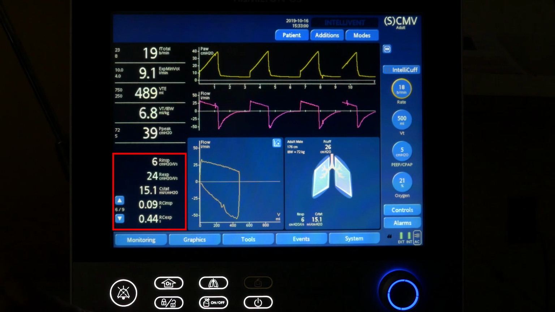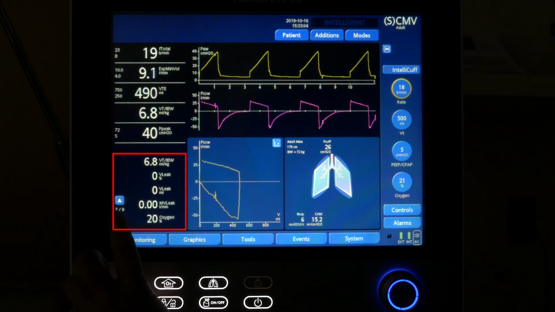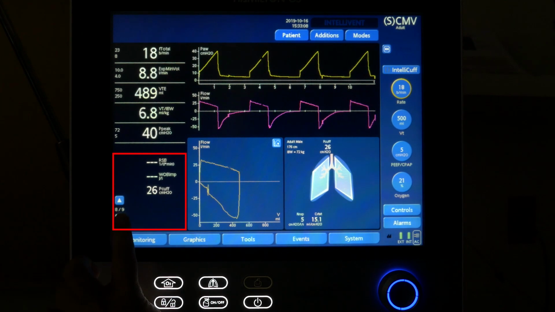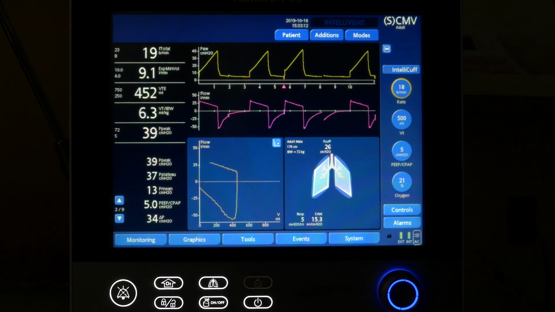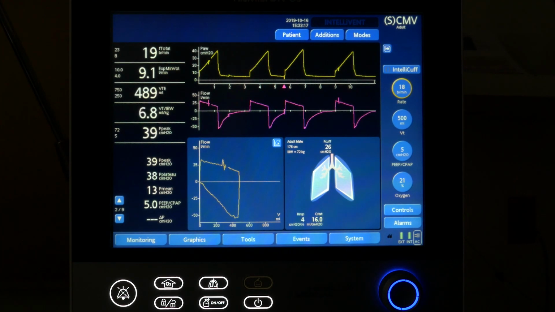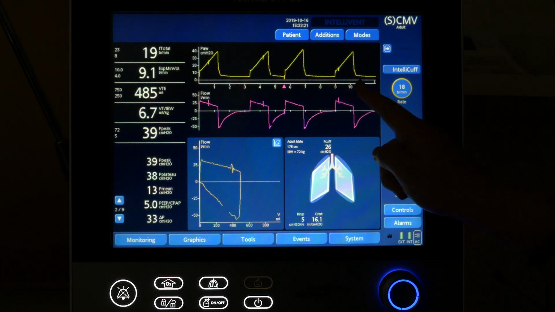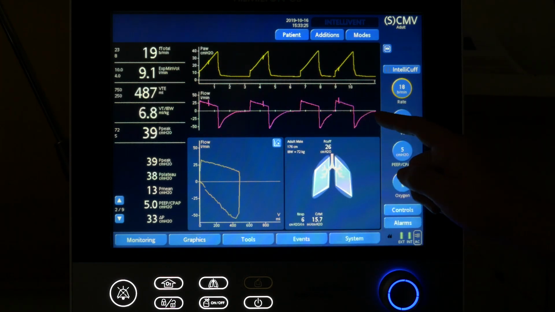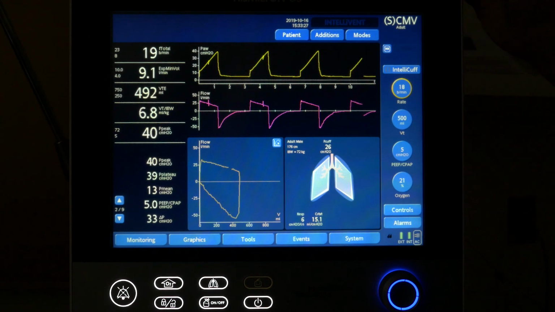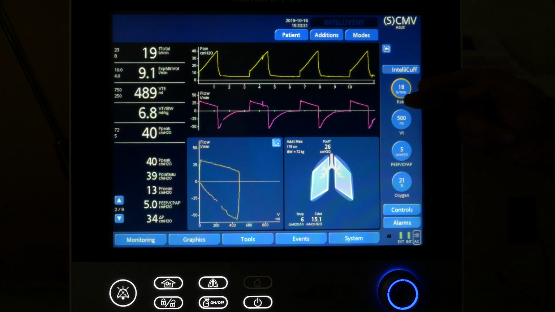I'm going to scroll through a few more of these. This again is the mils per kg of predicted body weight. There's leak, got a lot of other things. For the most part, I don't think you're going to be using a lot of these. Otherwise on the screen, what you can see is that we have across the top the pressure waveform, pressure over time, and then the flow over time right underneath it. Just as you're used to seeing on the Avias, the pressure is on top, the flow is in the middle.